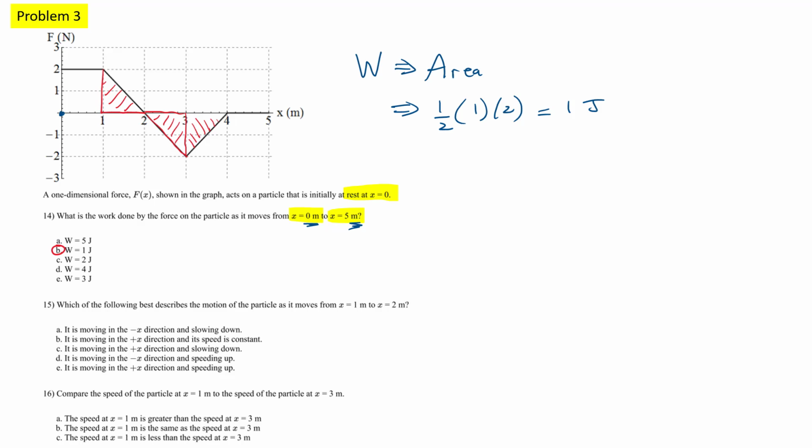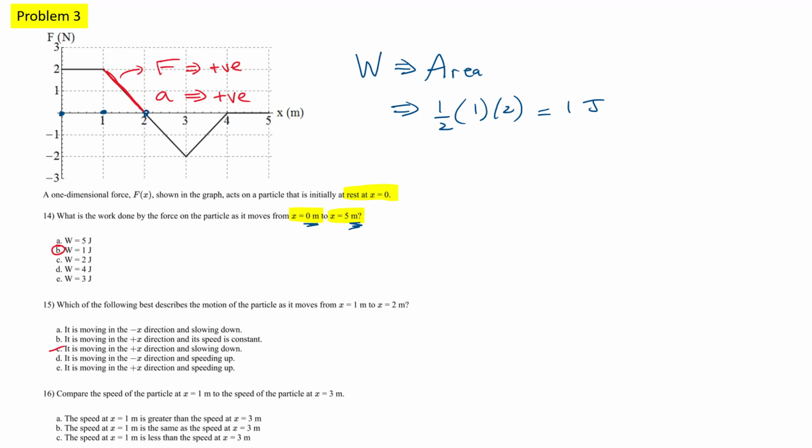All right, the next problem says, which of the following best describes the motion of the particle as it moves from x equals 1 to x equals 2 meters? So let me clean this up a little bit. So we're looking from this position to this position. Well, what we have over here is we still have a force. Now, the force is getting smaller, but the force is a positive value. And the particle is moving in that positive x direction. So if the force is positive, it means that the acceleration is also positive. So that means that it has to be speeding up.